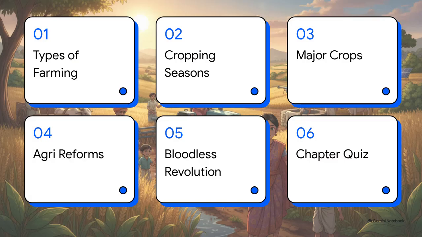We've got a really great roadmap for you today. We'll be looking at the different types of Indian farming, our 3 distinct cropping seasons, and the major food and fiber crops. After that, we'll cover agricultural reforms, the incredible bloodless revolution movement, and we'll wrap it all up with a quick revision quiz to totally lock in your memory for the exams.